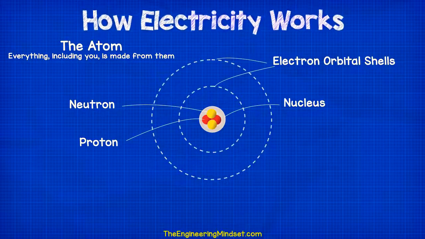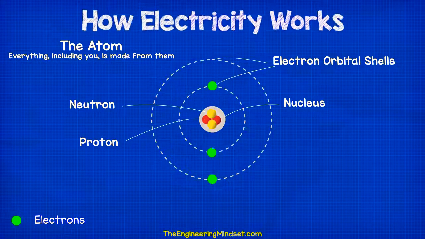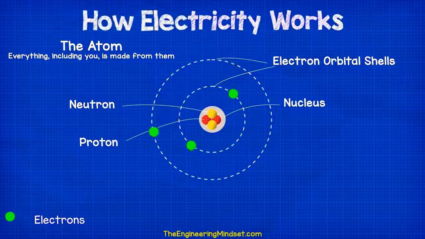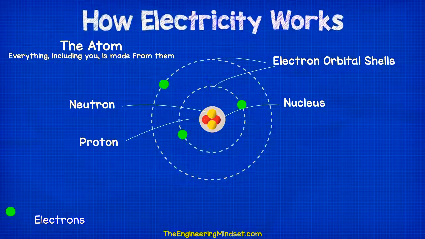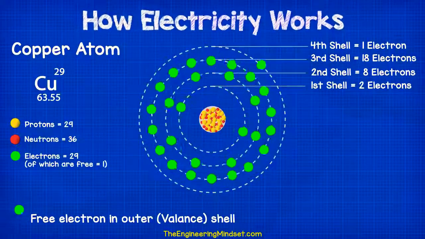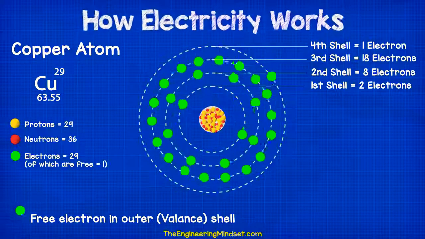Surrounding the nucleus are different layers of orbital shells. These are like flight paths for the electrons. The electrons flow along these flight paths, much like a satellite orbits our planet, except that the electrons travel at almost the speed of light. The electrons are negatively charged, and they are attracted to the positive charge of the protons. The electrons orbit around the nucleus in these orbital shells, and there are a set number of how many electrons can be in any one orbital shell.